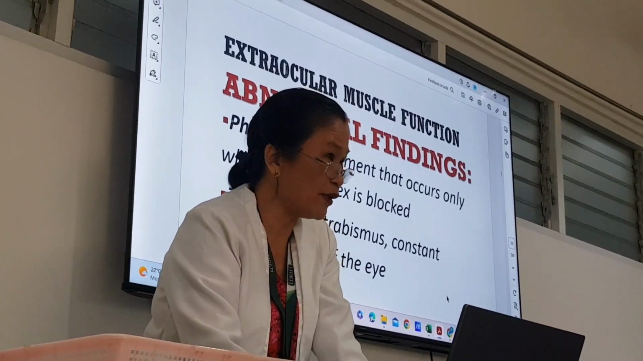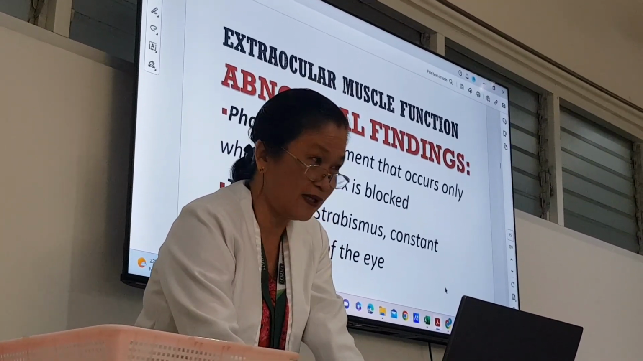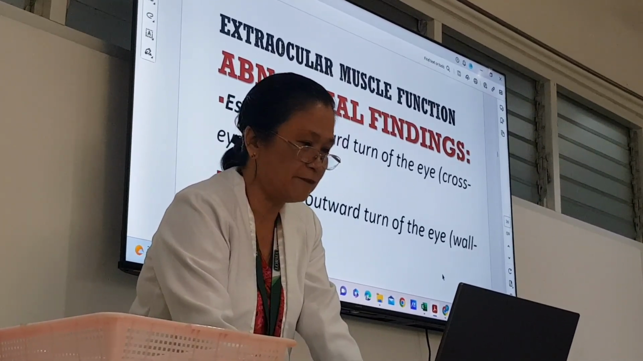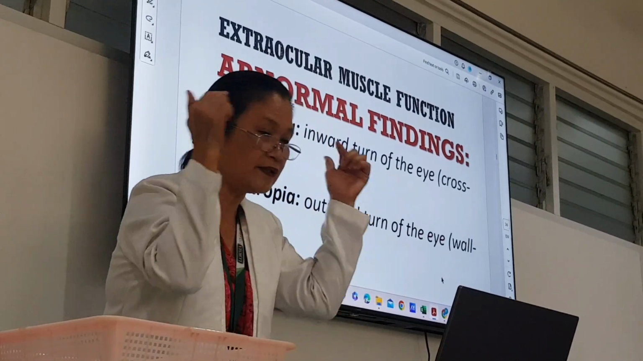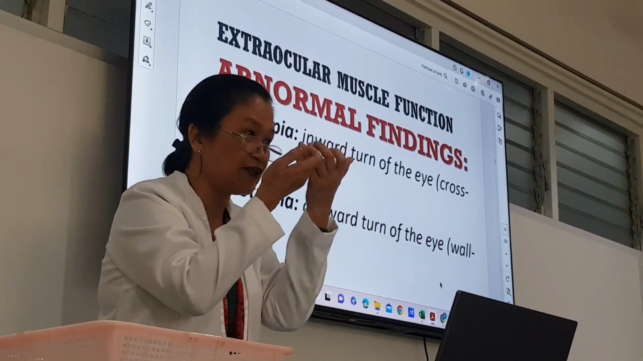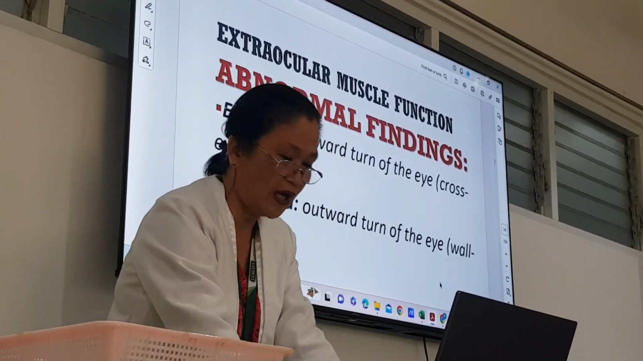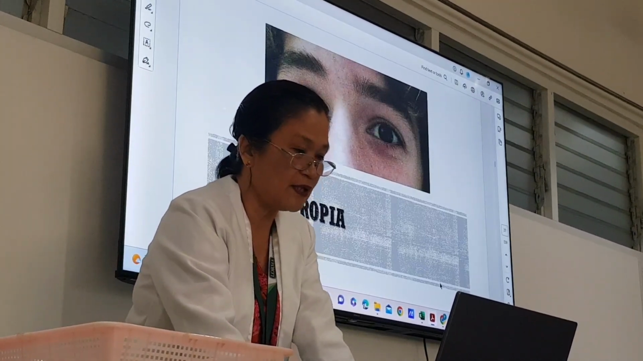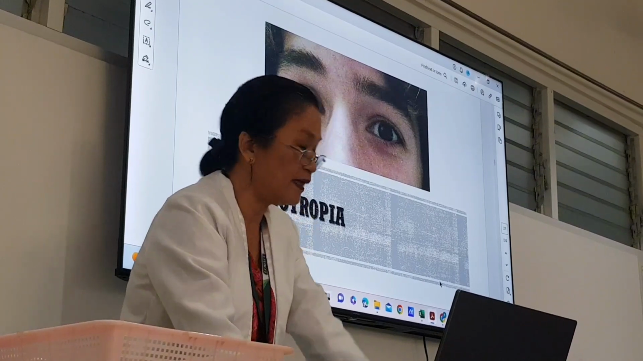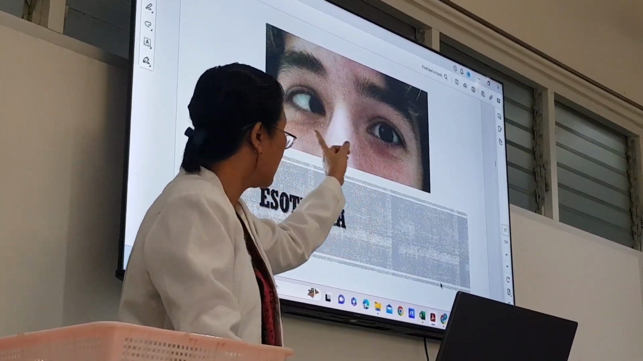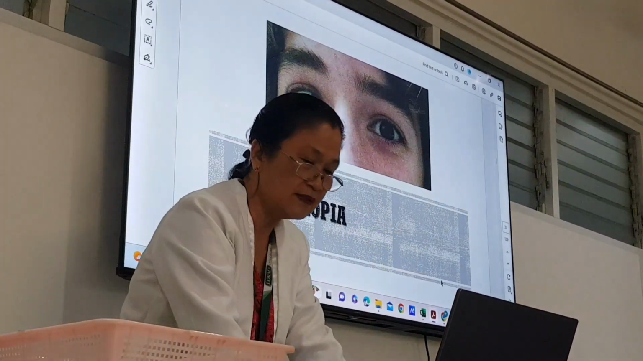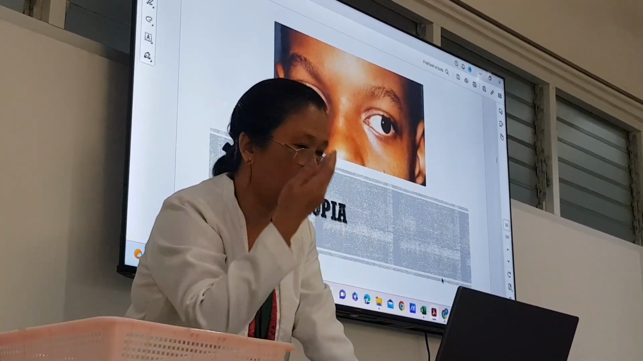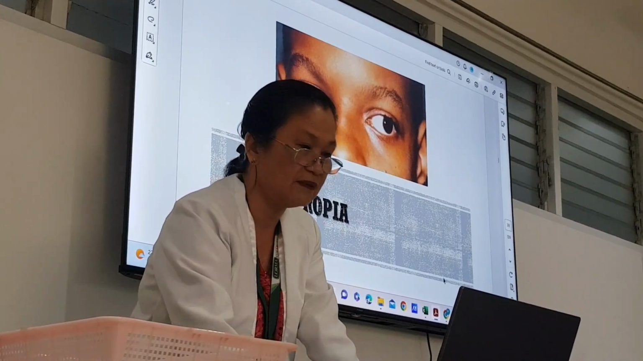When your muscles are weak, that is why you have strabismus. Esotropia is an inward turn of the eye, cross eye. Exotropia is an outward turn of the eye. That is your esotropia: the right eye goes inward. And with the exo, the right eye goes outward.